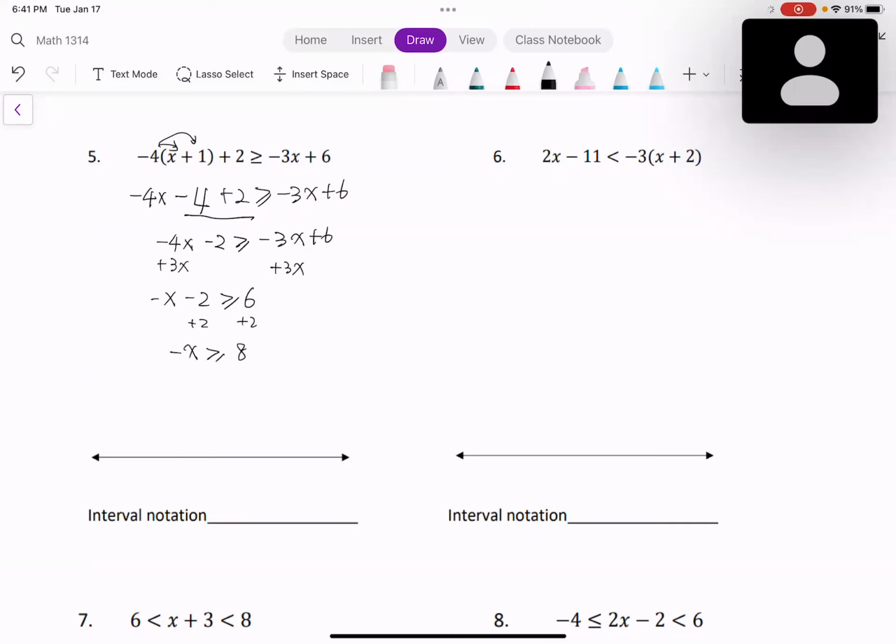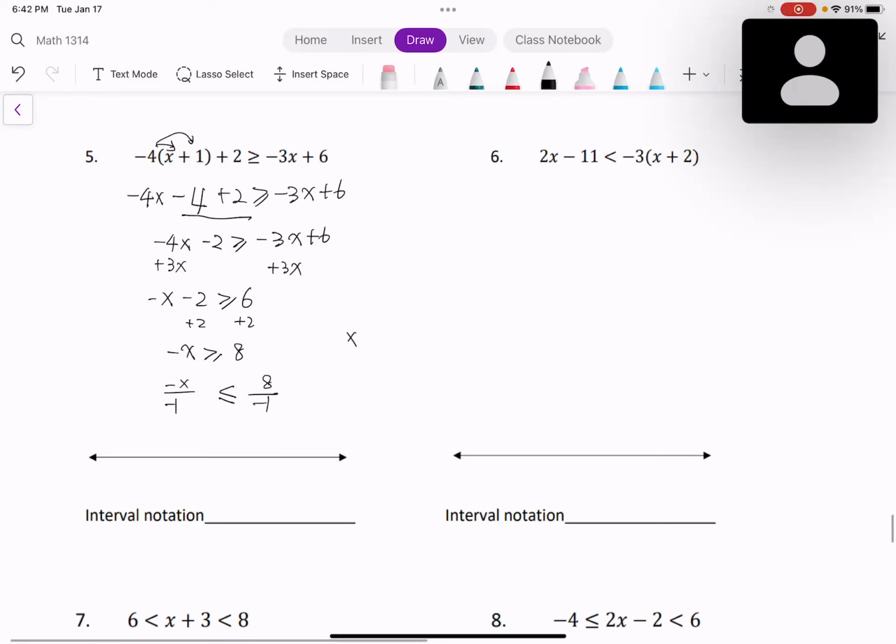Next step, we need to divide it by -1. -x divided by -1 is less than or equal to 8 over -1. Because when I'm dividing by a negative number, I need to reverse the symbol. X is less than or equal to -8.